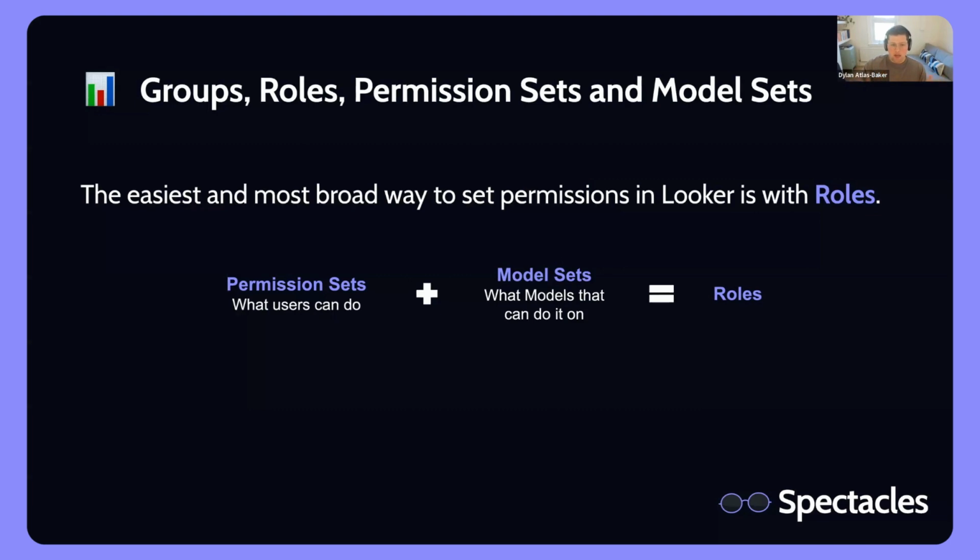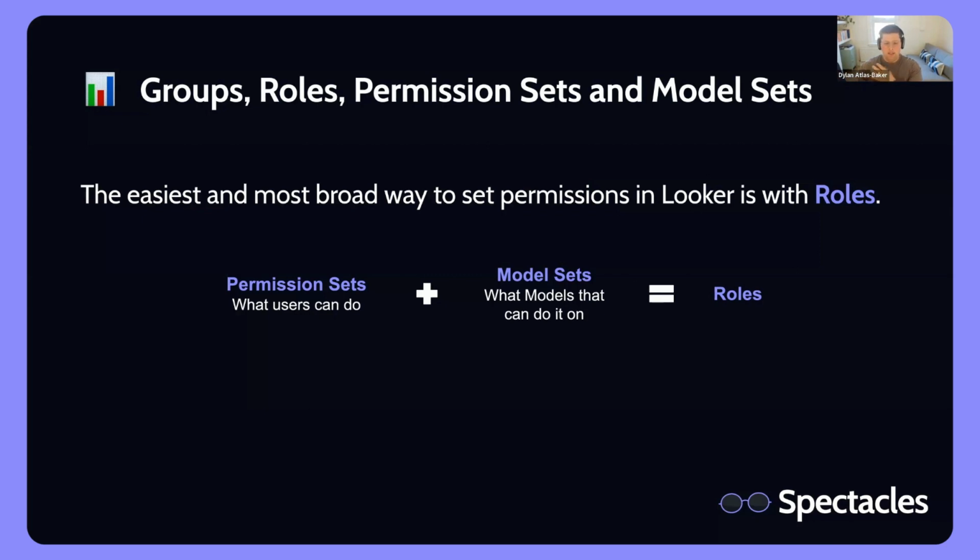So as I said, this is really the easy and most broad way to set permissions in Looker. A role in Looker is made up of things called permission sets and model sets. A role is one permission set and one model set, and that is what makes up a role. A permission set is what can people do, and I'm going to list some of those options in just a second. And the model set is what models can they do that on?